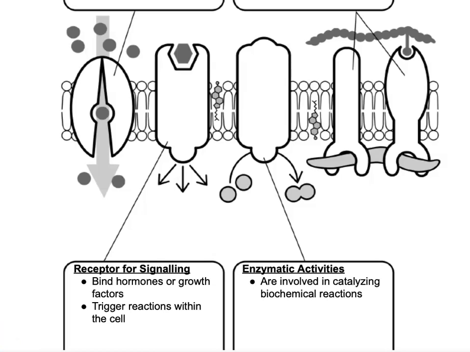And the fourth function of proteins that are found within the cell membrane is that of enzymatic activities. Some proteins are involved in catalyzing biochemical reactions. For example, ATP synthase in the inner mitochondrial membrane. Remember, a catalyst is a substance that lowers the activation energy for a chemical reaction to occur.